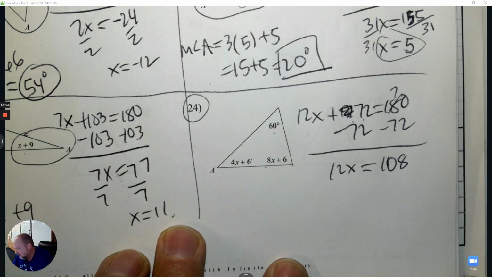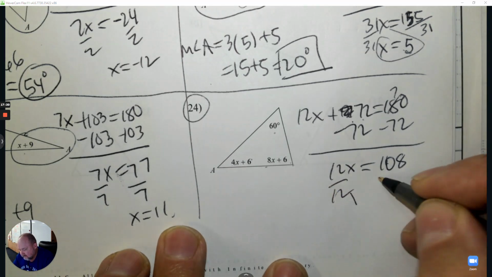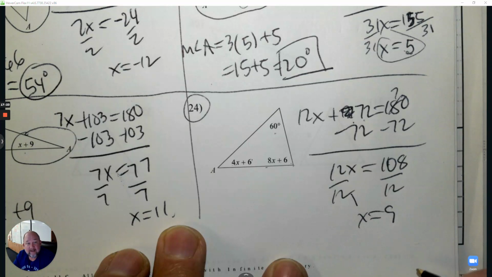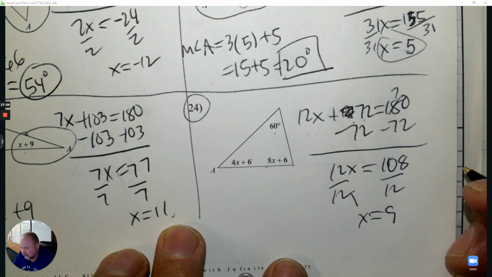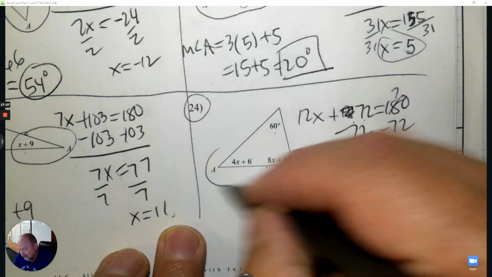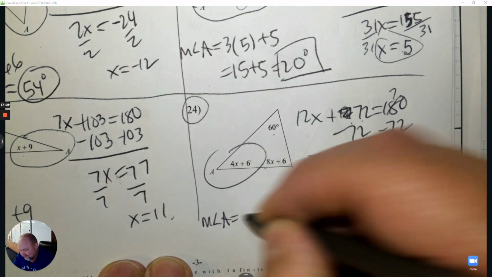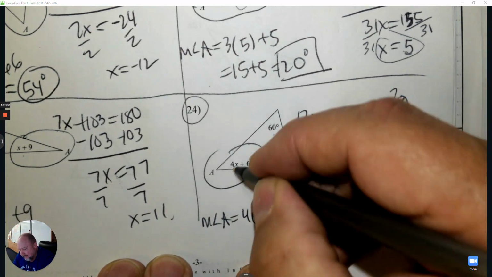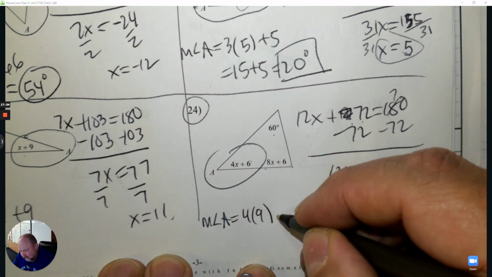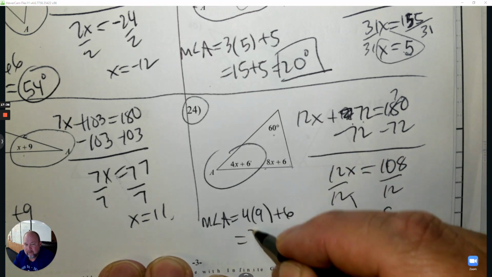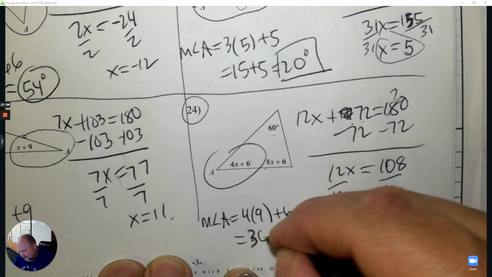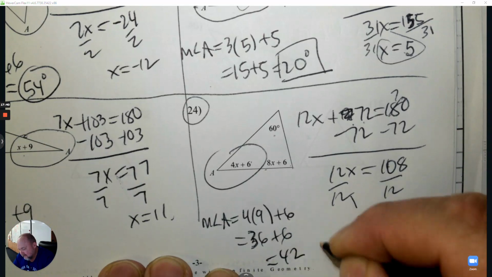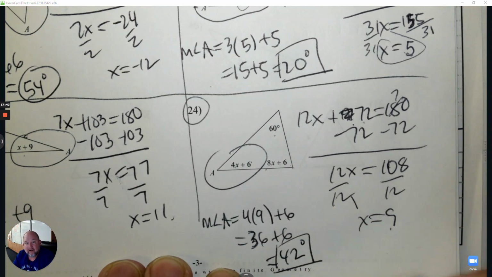Divide by 12. I feel like I don't know my 12 times tables. It's 9. Okay. End of the day, it's 9. 12 times 9 is 108. I should know better. Angle A. So x is 9, so take out the x and plug in 9 and then solve it. So we multiply first, then add, and I get my answer. All right, we got there.